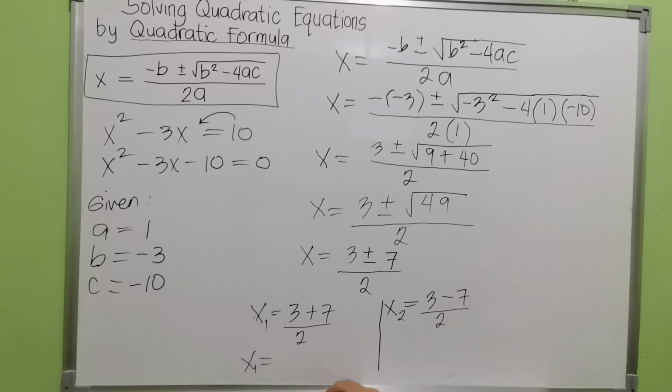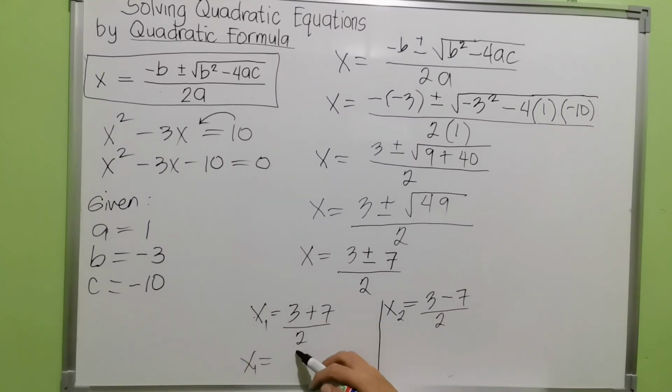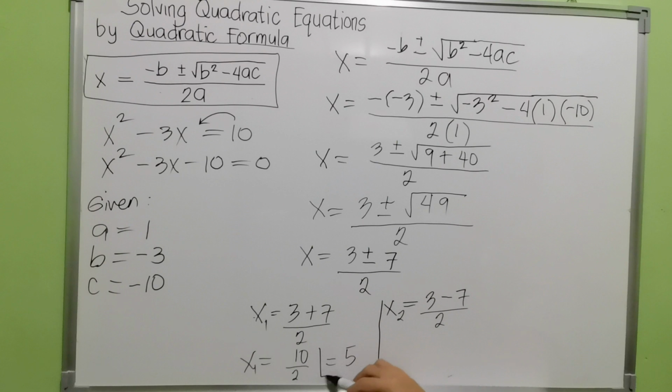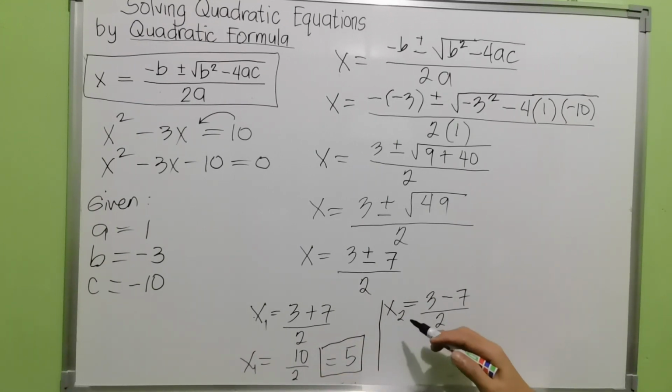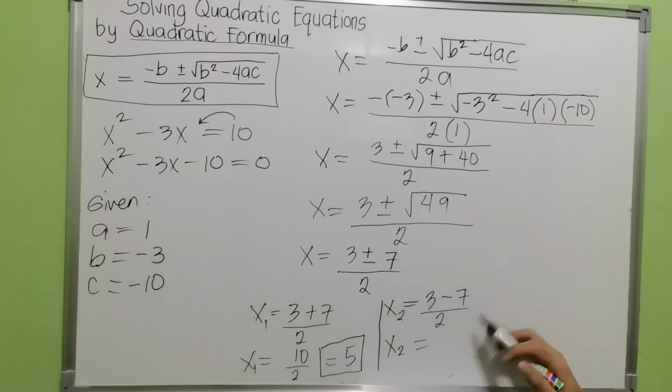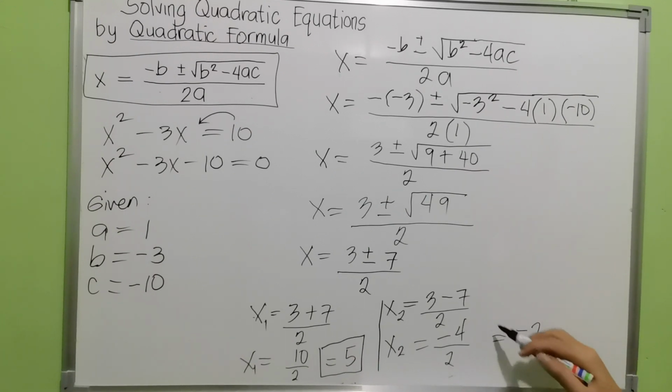So x sub 1 equals 3 plus 7, which becomes 10 divided by 2. 10 divided by 2 is of course 5. So our x sub 1 is equal to 5. And x sub 2 equals 3 minus 7, so we have negative 4 divided by 2, which is equal to negative 2. So our x sub 2 is negative 2 and our x sub 1 is 5.